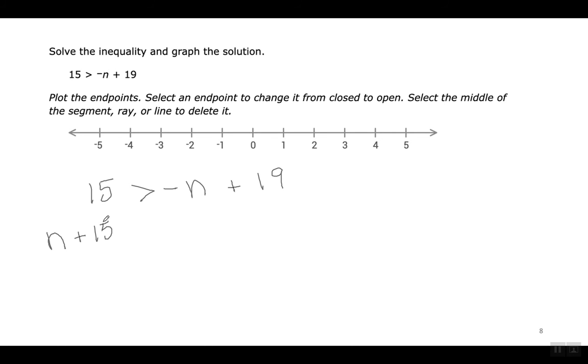So you're going to have this. You could either write it like that, or you could write n plus 15 like I just did. And the 19, I'm going to bring it down. Now I'm still trying to get n by itself, so I'm going to get rid of the 15 by subtracting 15 from both sides.